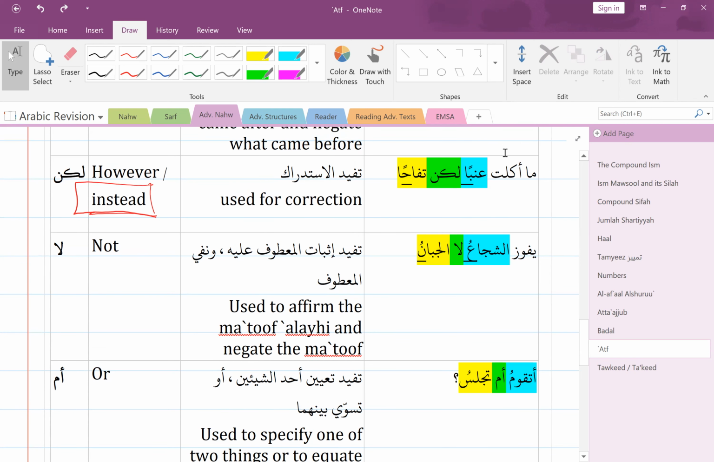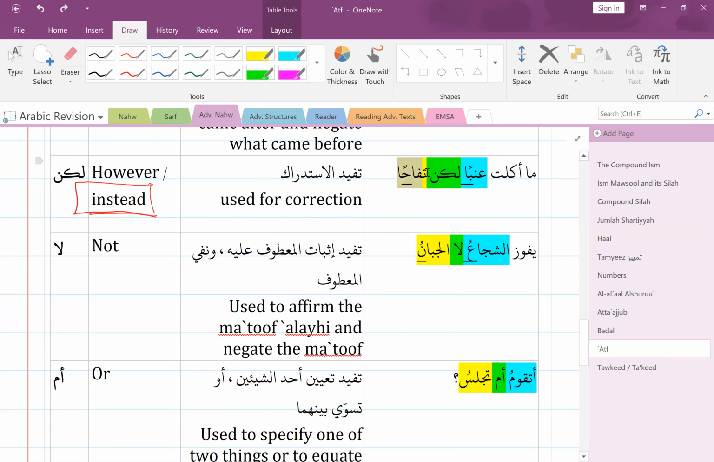Okay, so I did not eat a grape, or grapes in this case because this is plural. I did not eat grapes, but apples. Or instead, apples. So you can see how, if you say however, I did not eat grapes, however, apples, it doesn't really bring the meaning in English very nicely. So I prefer to use instead. So I did not eat grapes, instead, apples. Okay, so that's how lakin can be used.